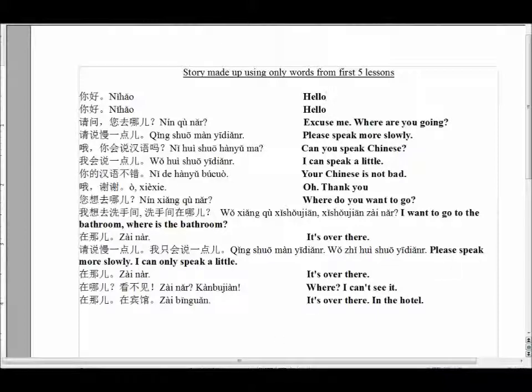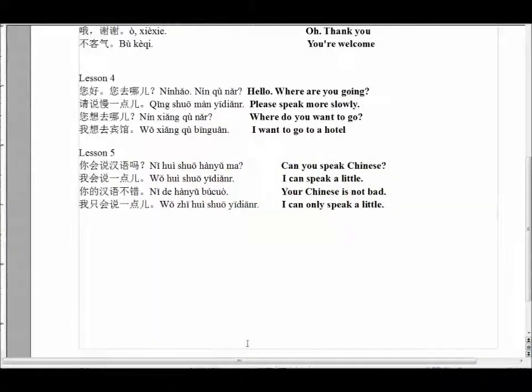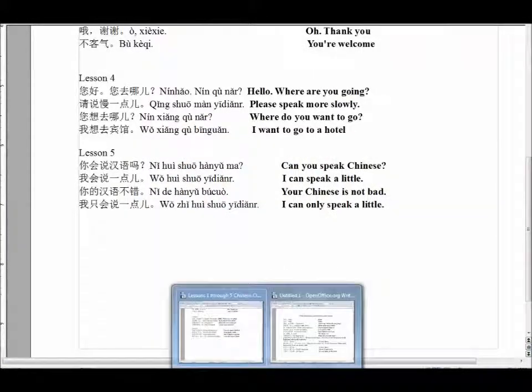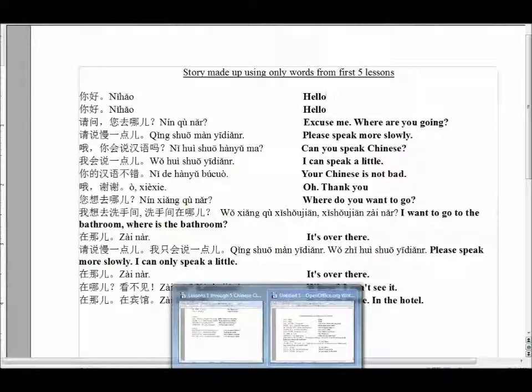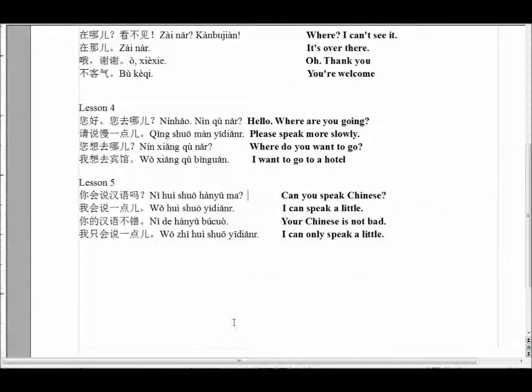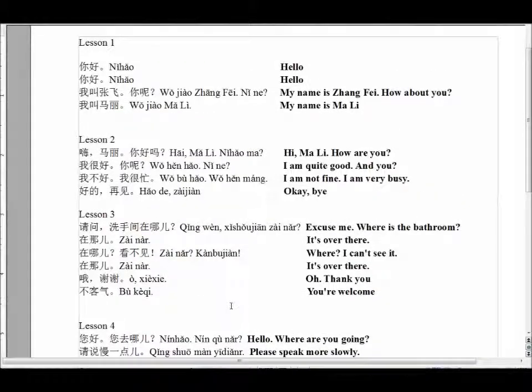Then I mix and match again. What was the next one? Can you speak Chinese? That came from down here, lesson 5. 你会说汉语吗? The person answers, I can only speak a little. 我会说一点儿. Then, they tell them it's not bad. 哦，你的汉语不错. Then the person's like, 哦，谢谢. Oh, thank you.